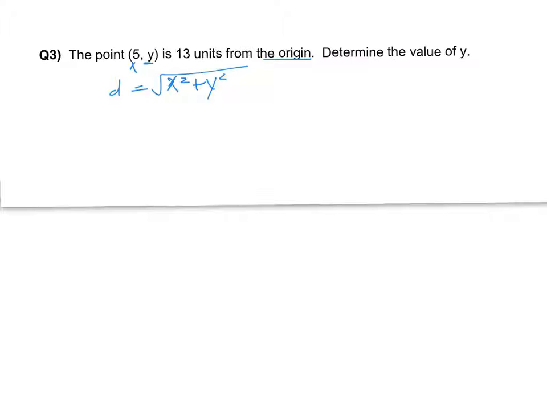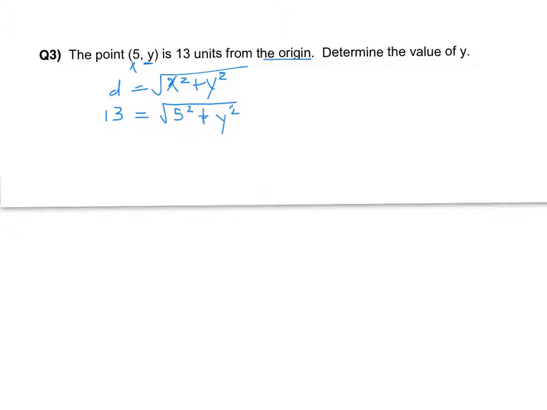And I'm getting really messy with my writing here, sorry about that. I can just fill in what I know. This time I know my distance. My distance is 13. It can go where the 13 is, or where the d is. I know the x coordinate would be a 5, so that's going to be 5 squared, plus the y coordinate, which I don't know, and I'm going to keep as a variable for now. Okay, so we get this.